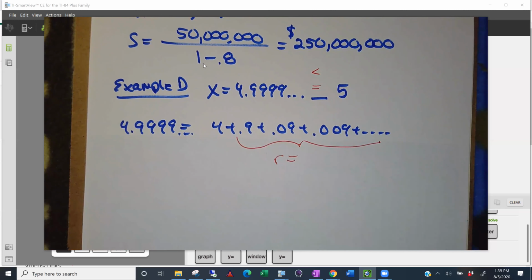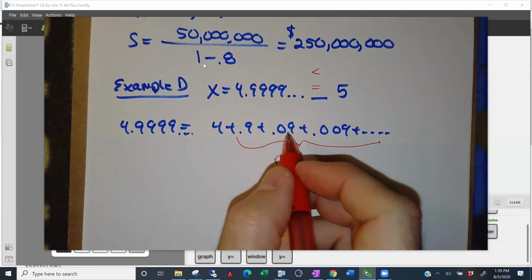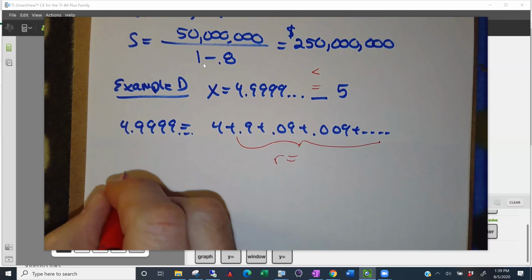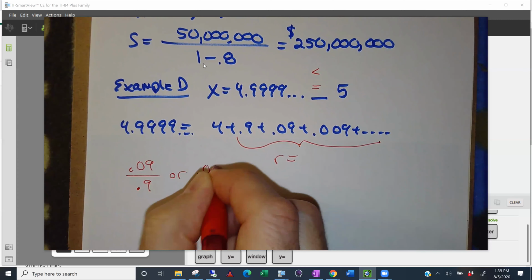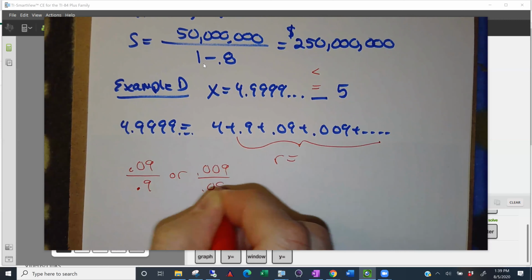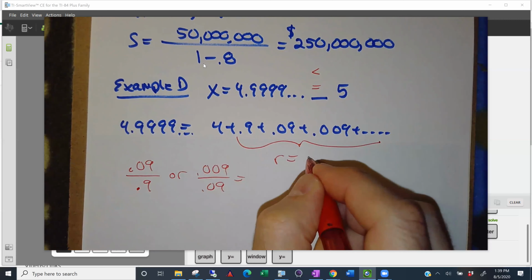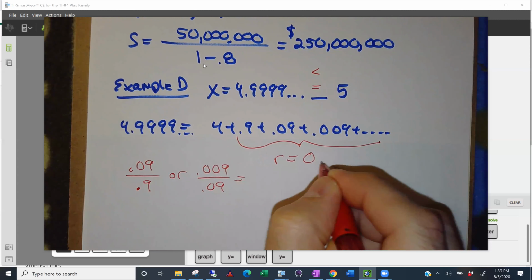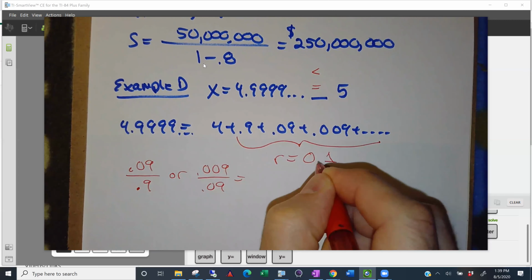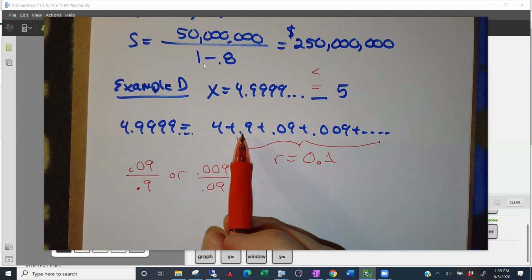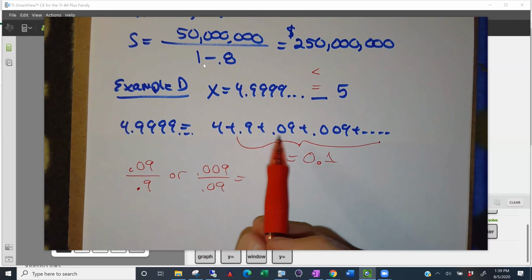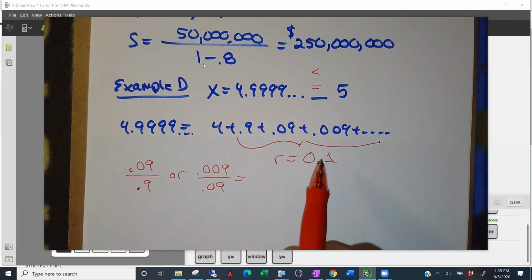The idea for finding R is to take the ratio of 2 adjacent terms. So I could look at 0.09 divided by 0.9, which is 0.1, or 0.009 divided by 0.09. What'd you get for R? 0.1, 1/10, right? By moving the decimal to the left 1 place, you're really multiplying by 1/10.